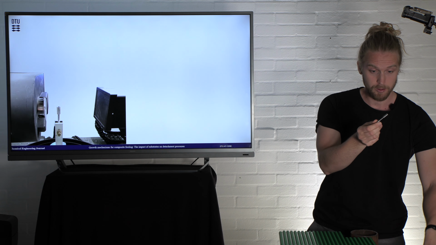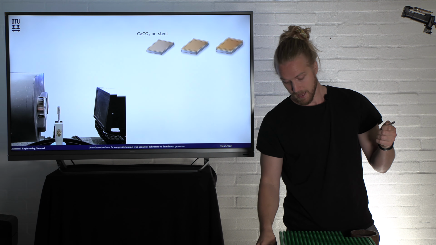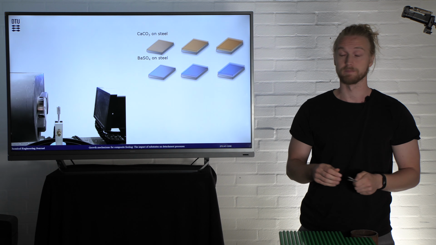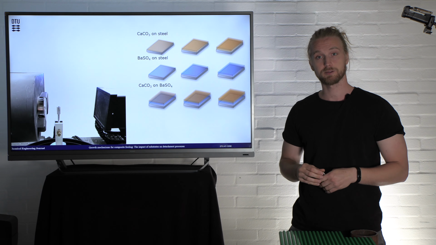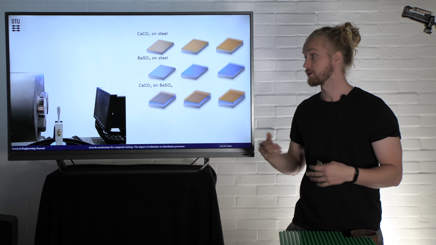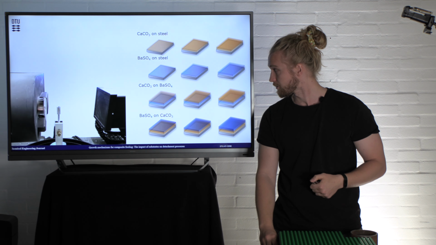And first we grew barium sulfate in one of them and calcium carbonate in another. And then we grew calcium carbonate on top of the already precipitated barium sulfate, and barium sulfate on top of the already precipitated calcium carbonate, as you see here on the video.